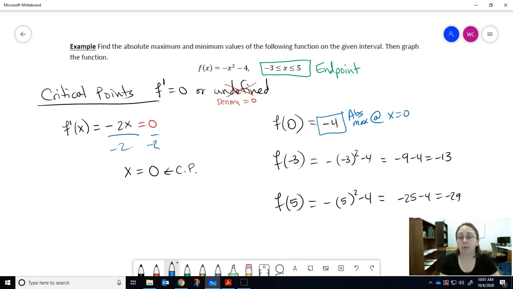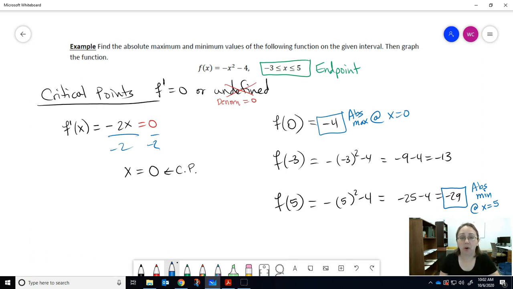Your absolute min would be, well, the other two then. The smallest value we have is -29. Remember, these are negative numbers, so the bigger the negative number, the smaller it is. So this is our absolute min, and it occurs at the x value of 5, one of our endpoints.